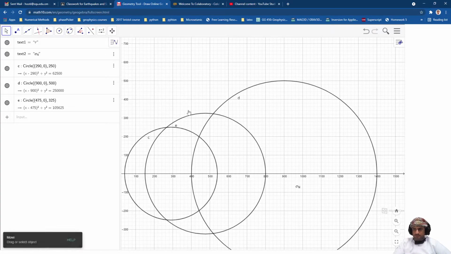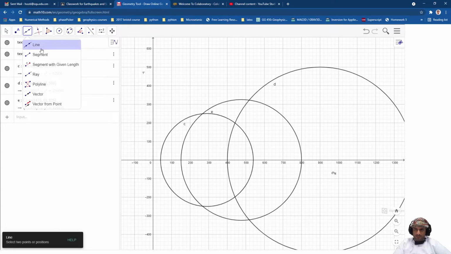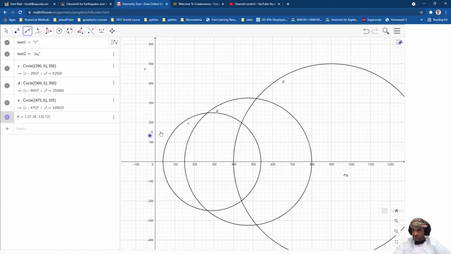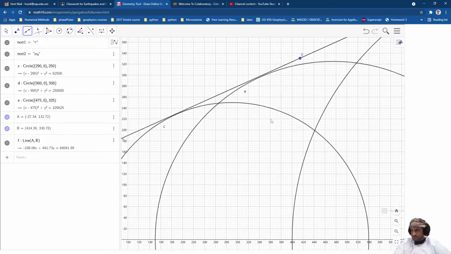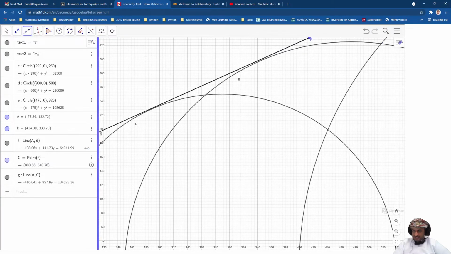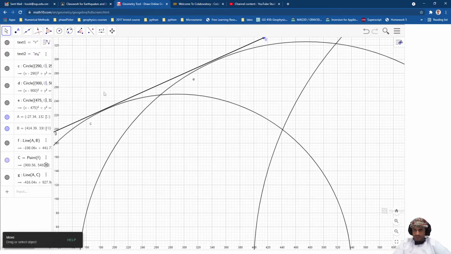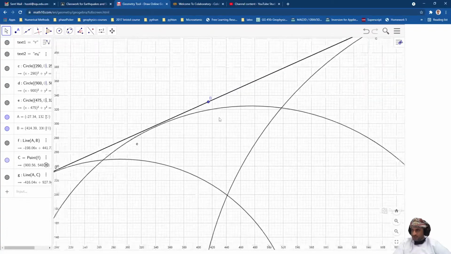So we need to draw a line tangent to these three circles. Again, I go here, a line. I try to draw it somewhere from here, and it becomes tangent to these three. You cannot be very perfect. In mine, it's not perfectly touching all of them, but we try our best. The more accurate you are, the better it is.